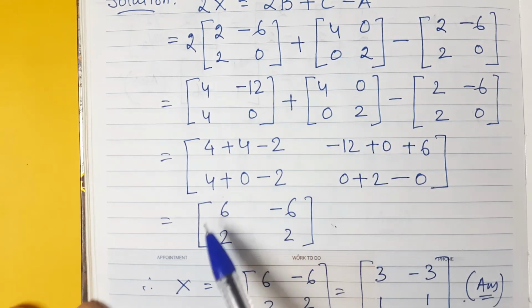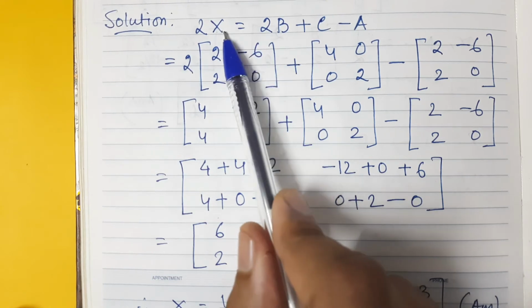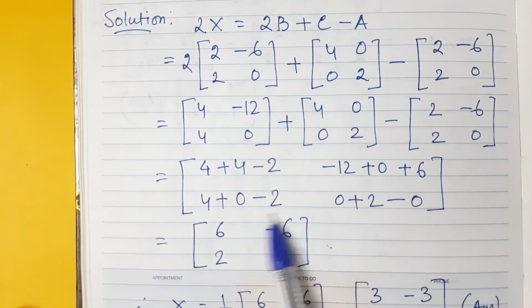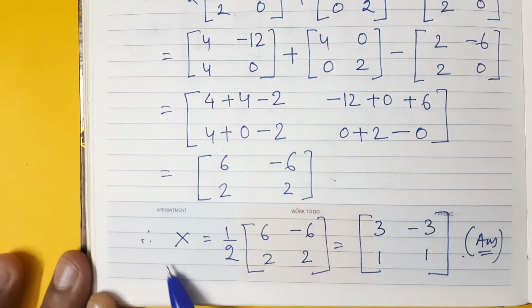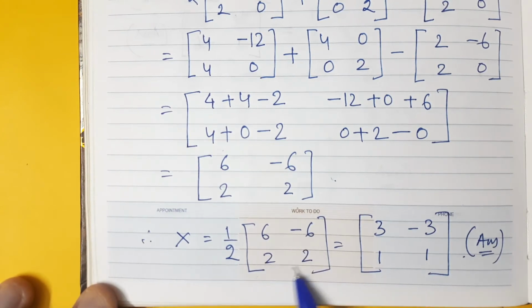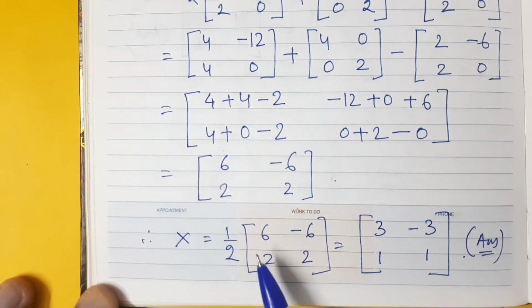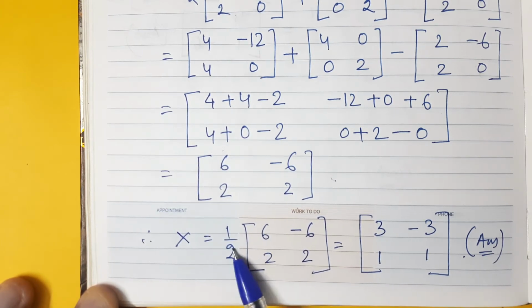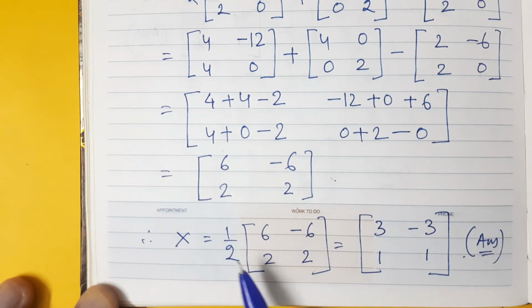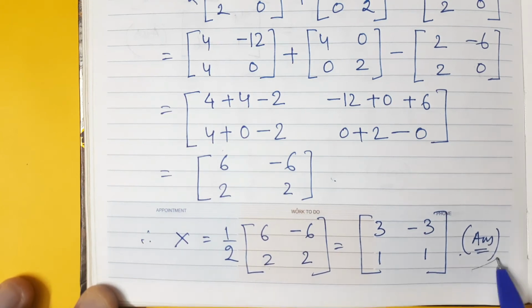So this matrix is 2x. But we need x, so x will be half into this matrix. Every element of this matrix will be multiplied by half, which is 6 into half, so it is 3, minus 6 into half, so it is minus 3. Similarly, this 2 into half is 1 and again 1. So this is the answer.